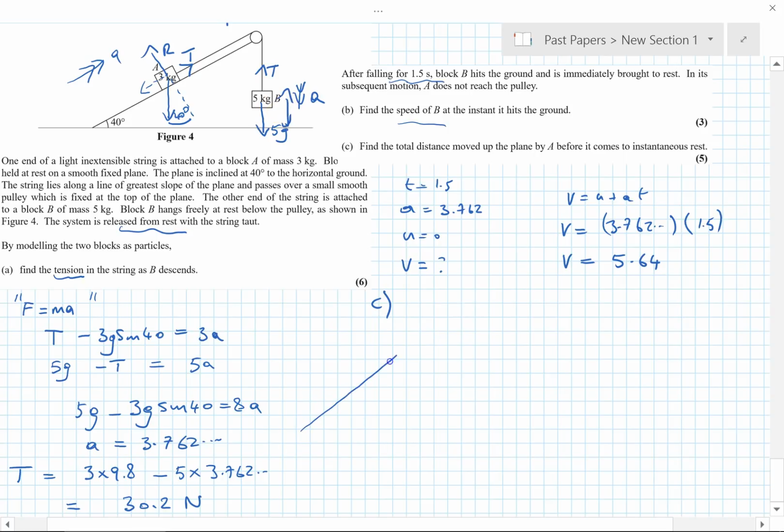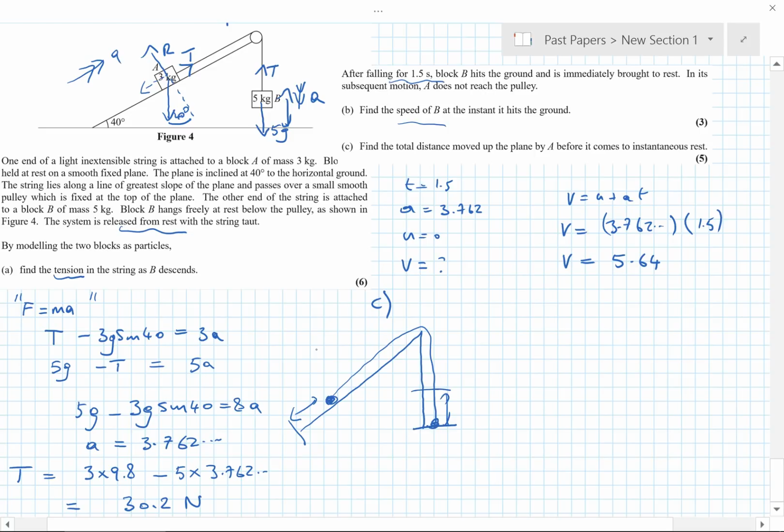I might do another diagram. So basically we need to work out when this has hit the ground here, how far this has travelled, because this one will have already travelled that far. And then what happens is this one will carry on moving, but it will start decelerating down the slope because the string will become loose.